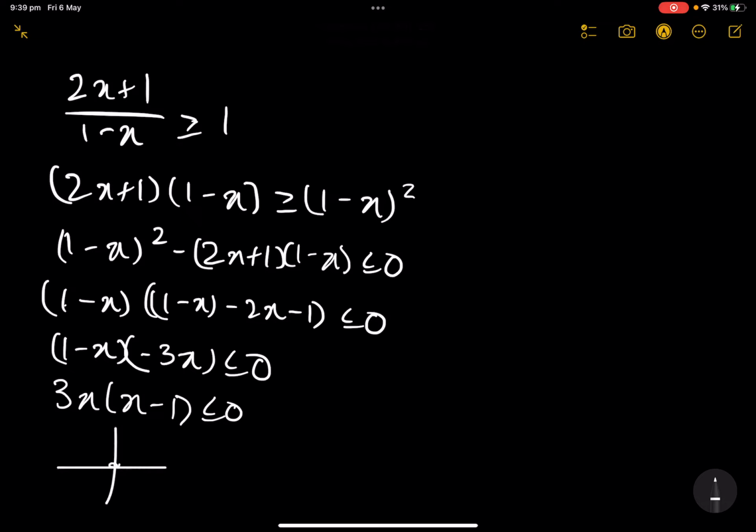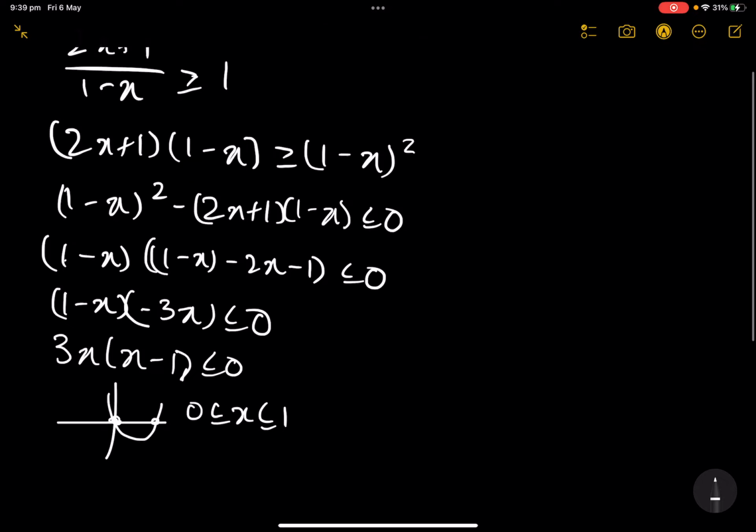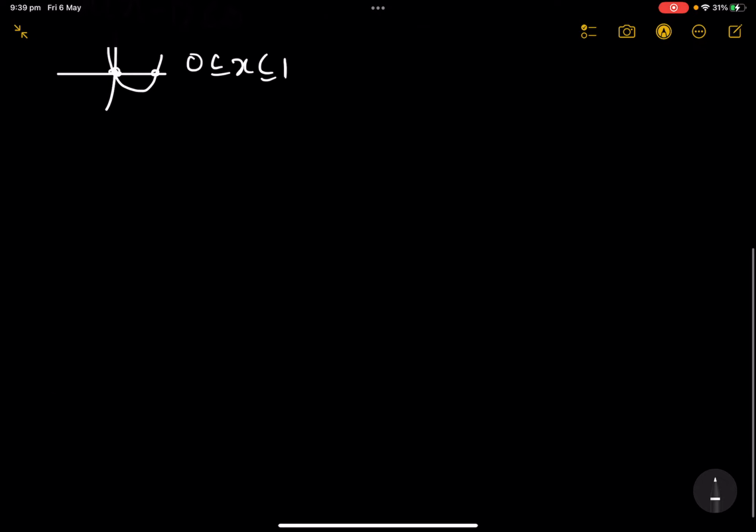Now just draw a quick sketch. Intercepts at 0 and 1, upwards facing parabola. Now it's asking when it's less than 0, that's between 0 and 1. Pretty simple, alright? Don't be stupid and you get it.